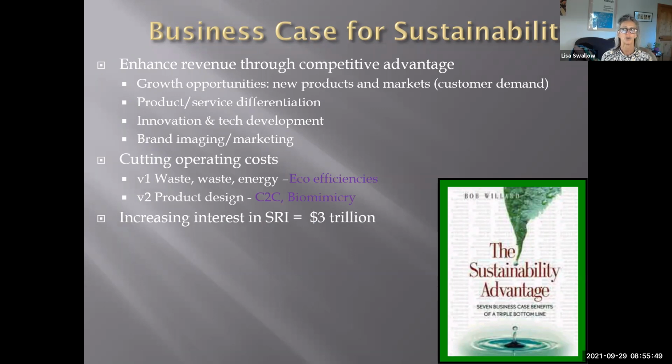So those first two are the easiest for people to understand. Small businesses get this, multinational businesses get this. They're much more widely applicable. This third one is more pertinent to a large organization. And it's talking about the increasing interest in SRI. SRI stands for socially responsible investing.